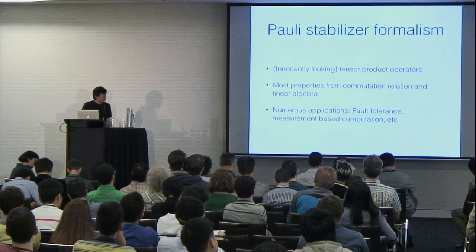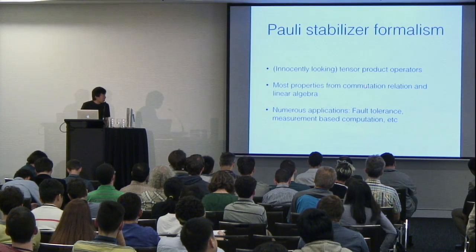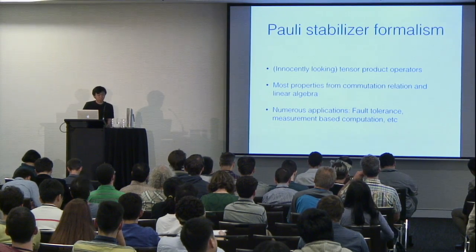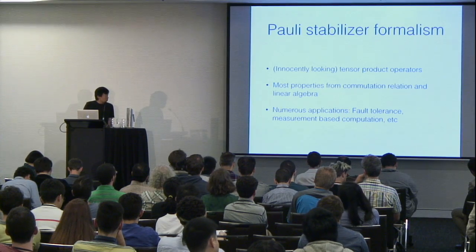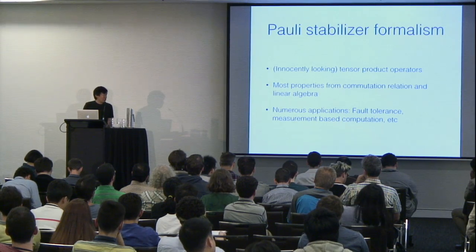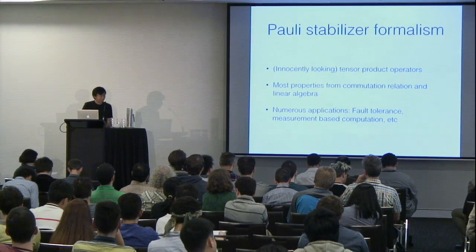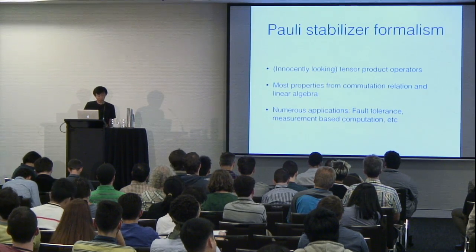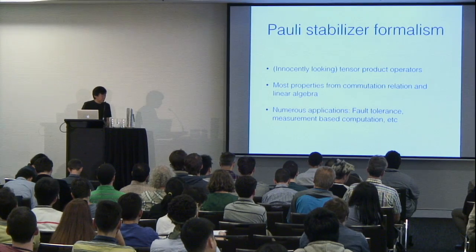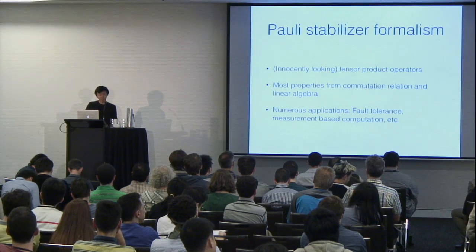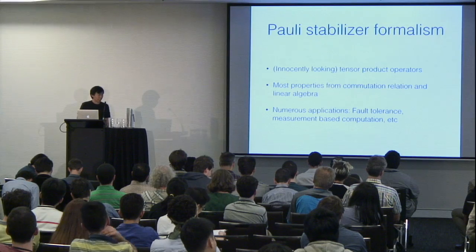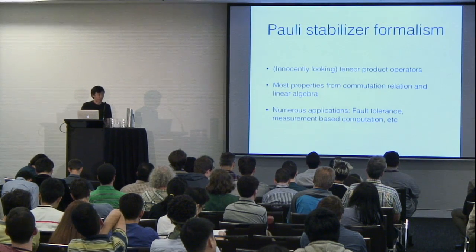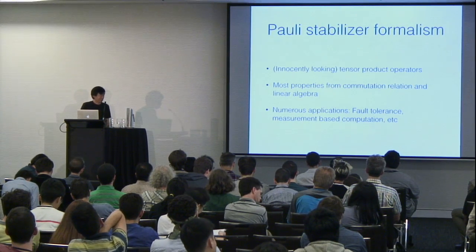And while it's relatively simple, the number of applications is quite huge. For example, it's almost used everywhere when people try to study or construct fault-tolerant protocols, for quantum memory or for quantum computation. And since it's a very efficient representation of quantum states, it's also used in other applications such as measurement-based quantum computation.